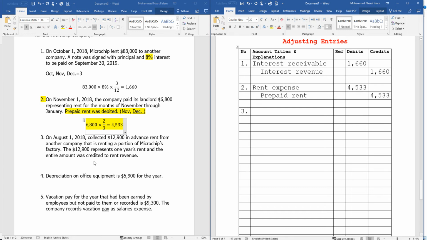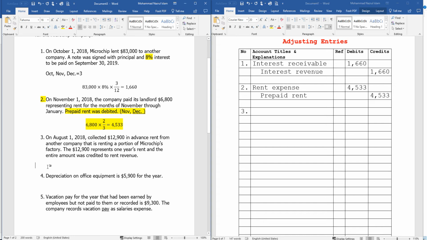Number three. So in August, we have collected 12,900 in advance rent from another company that is renting a portion of Microchip's factory. The 12,900 represents 1 year's rent, and the entire amount was credited to rent revenue. So here is the problem. So let's calculate per month rent. Per month rent will be 1,075 actually.